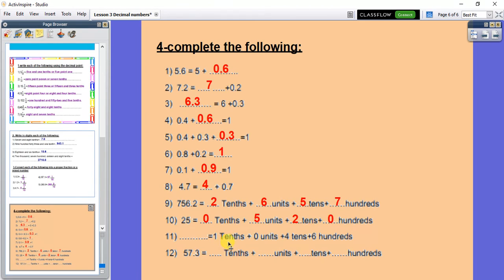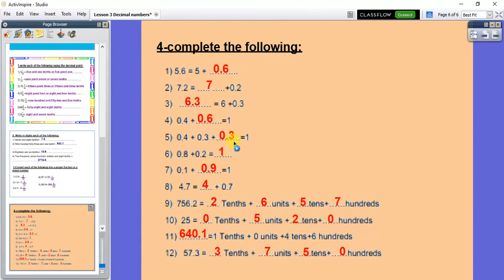The next one, 1/10 plus 0 units plus 4/10 plus 600. Then be careful. Tenths will be after the decimal point, so it will be 640.1. The last one, 57.3. What do I have in the tenths? It will be 3. In the units, I have 7. In the tens, I have 5. Do I have anything in the hundreds? No, then it will be 0.